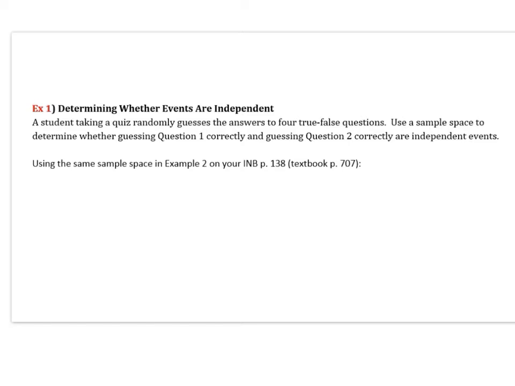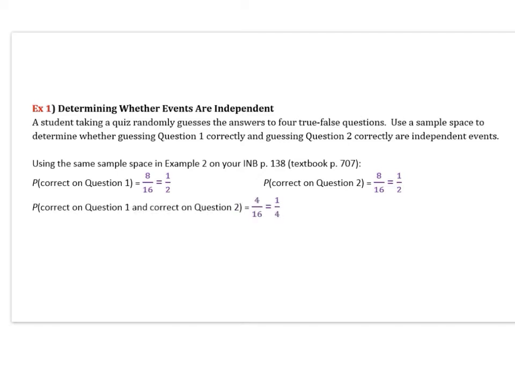So we actually looked at an example similar to this in 13.1. So let's say the probability of being correct on question 1 is 8 out of 16, which simplifies to 1/2. The probability that we're correct on question 2 is also 8 out of 16, which equals 1/2. And then correct on question 1 and question 2 would be 4 out of 16, which simplifies to 1/4. Since 1/2 times 1/2 is equal to 1/4, the events are independent.